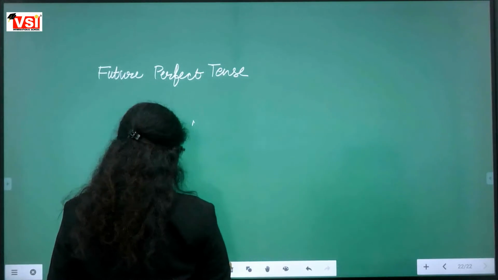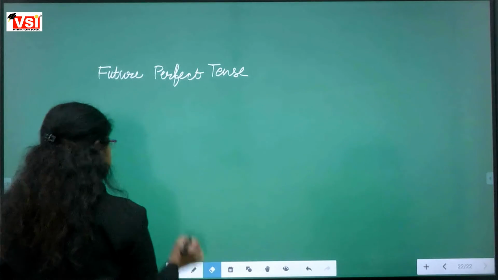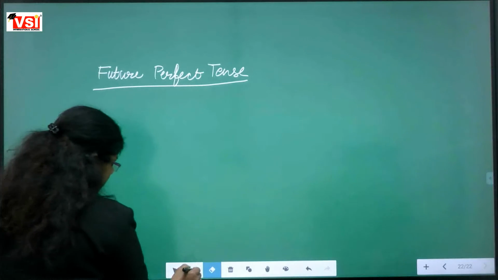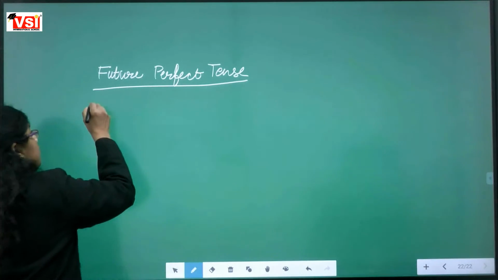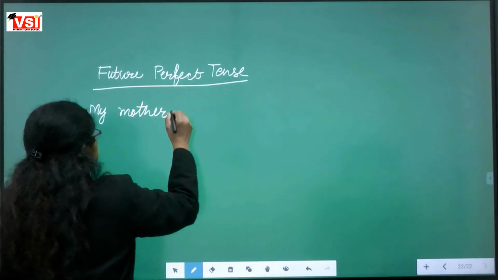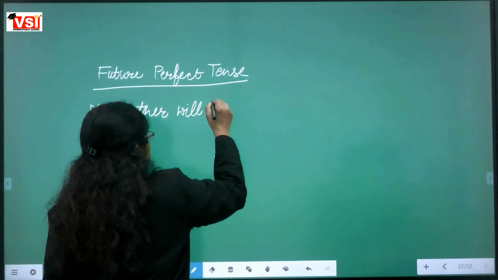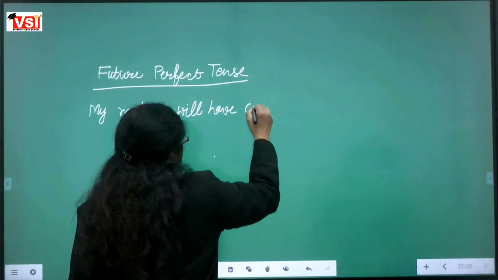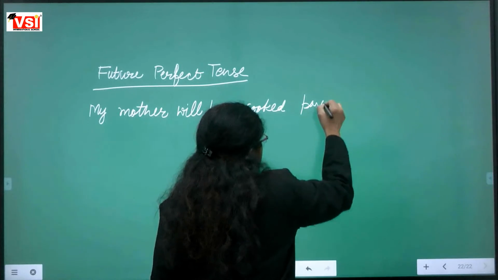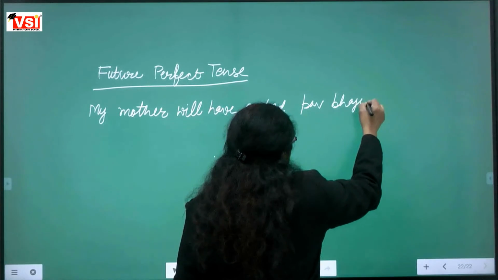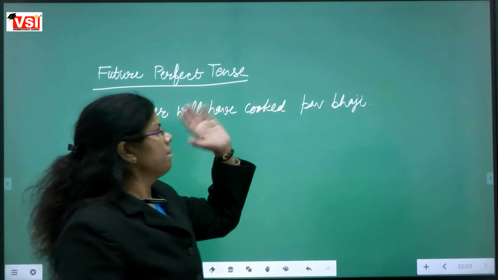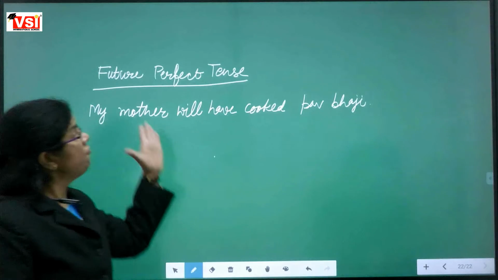We are moving to future perfect tense, and first we are writing an example related to future perfect tense. See, my mother will have cooked pav bhaji. My mother will have cooked pav bhaji. This is a sentence of future perfect tense.